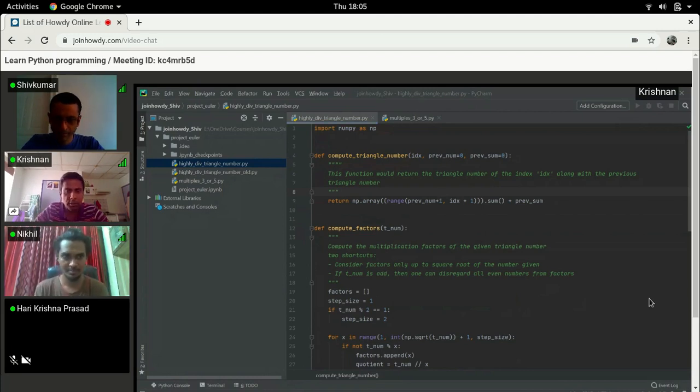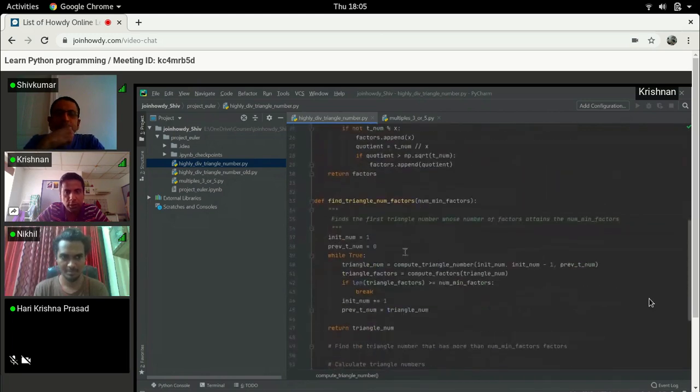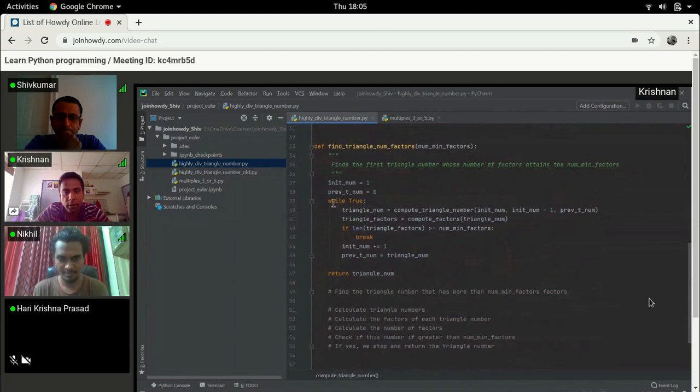Yeah, so I will show you, because you haven't seen how I use it. That's of course required, because I put something. So the idea is this. In the find triangle number factors function, which tries to find the minimum triangle number given the number of factors, it is the topmost function.